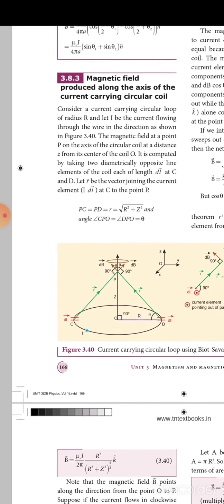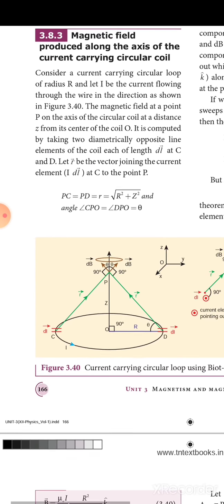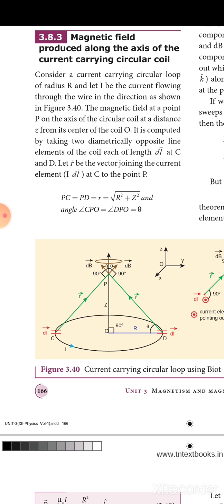And then one more important 5-mark question: magnetic field produced along the axis of a current-carrying circular coil. First of all, we found the value for the straight current-carrying conductor. These questions are about magnetic induction through the circular coil.